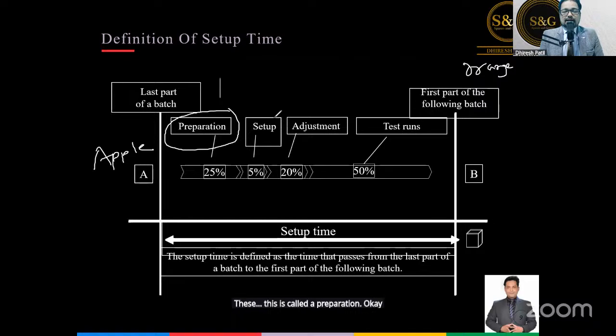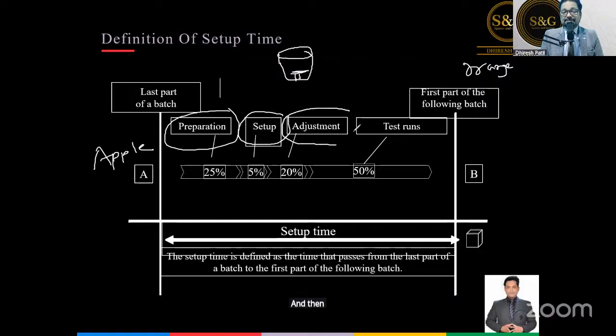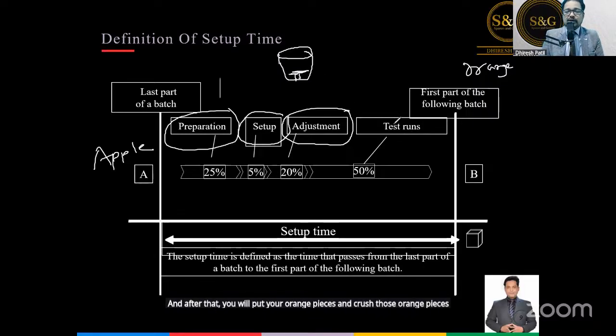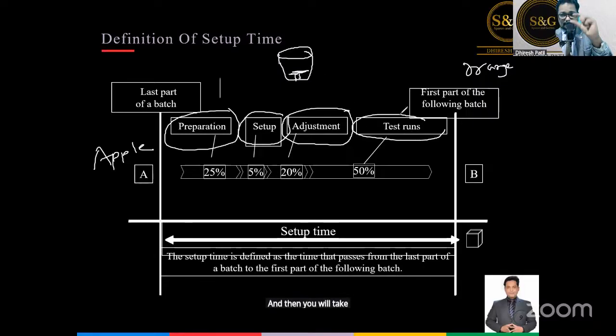Then setup time. Setup meaning what? Let's say in that mixer, there is a blade which you need to remove. So you need to remove the old blade, put the new blade, and then adjust it. These are the adjustments. After that, you will put your orange pieces and crush them and make juice out of it. And then you will take a small test run. Once the test is okay, then you will start producing orange juice in mass. So these are the major steps.